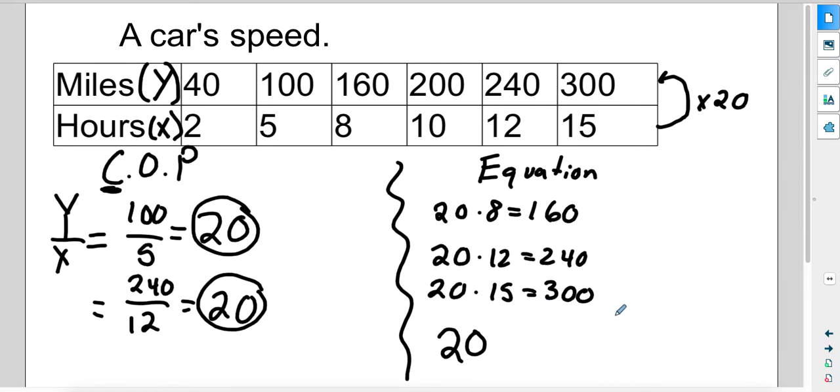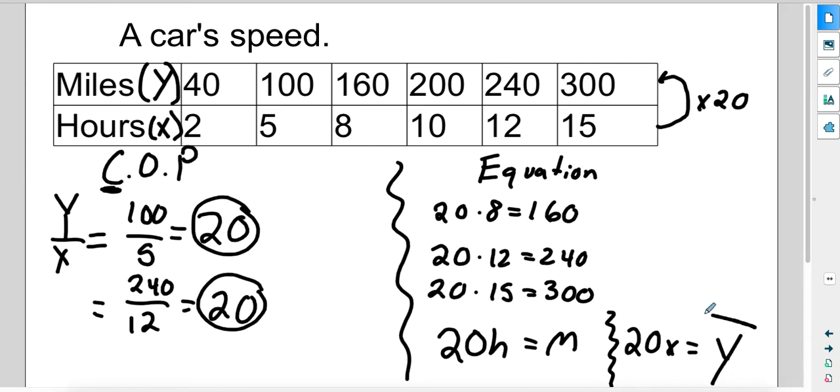So I'm actually going to write two equations. They're the same thing, but you'll see why. So I'm going to have 20 times x, or on this side, 20 times h. 20 times the number of hours I drive is going to equal 160, 240, or 300, aka the number of miles that I've driven.